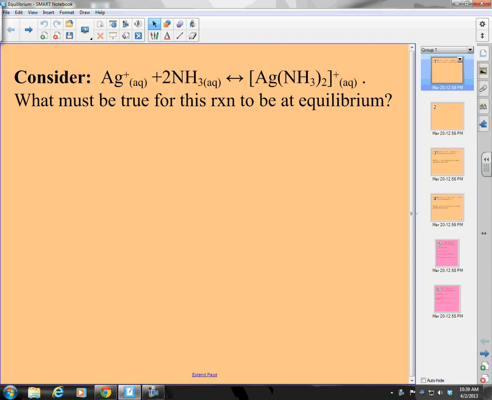We're in our unit over solutions and equilibrium, and now we want to jump into the concept of equilibrium. So let us consider this reaction. I have silver cations aqueous reacting with two molecules of ammonia aqueous, yielding diamine silver aqueous, and that's what we call a complex ion. We don't have to worry that it's a complex ion. All we have to worry about is this reaction. And the question is, what must be true for this reaction to be at equilibrium? I think we have some new stuff to learn here.